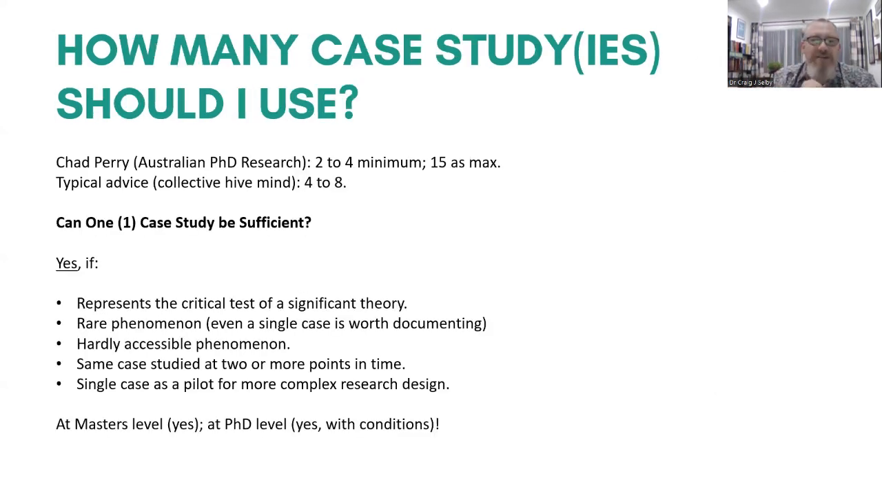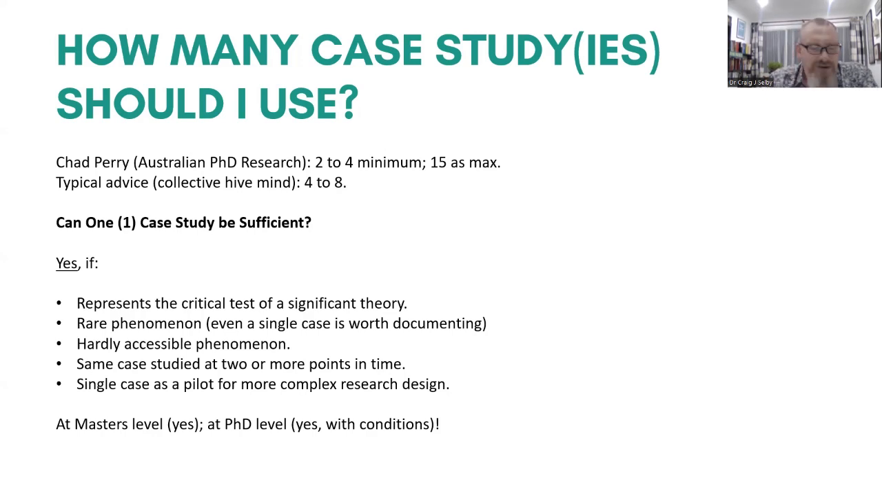Now, this is my favorite slide of the whole lot because it comes down to my own belief in research, and we all have different beliefs. But how many case studies should I use? And there's a couple of different ones that have been suggested. So there was some recent research a couple of years ago. An Australian doctoral researcher, Chad Perry, did some research, and he looked at the fact that across PhDs embracing the case study method, 2 to 4 was the minimum. So let's say 2 was the minimum, 15 case studies as the maximum.